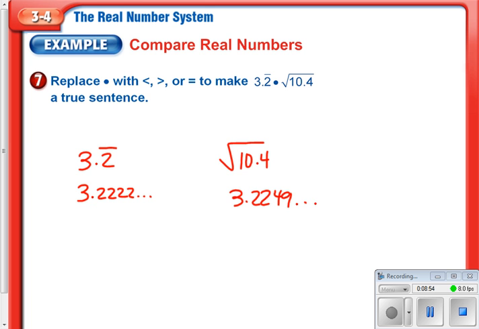So we look at it again. Look at our decimals. We have a 3, a 2. Everything's looking the same. They're both positive. 2, and then we have a 2 and a 4. So being both positive, we know that the square root of 10.4 would be greater than 3.2 repeating.